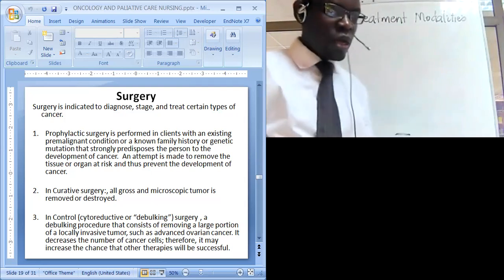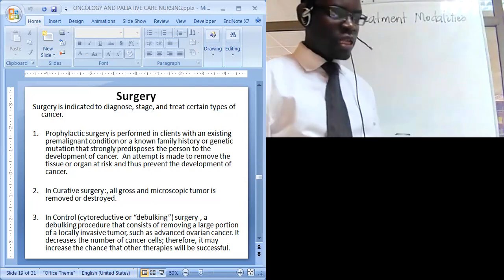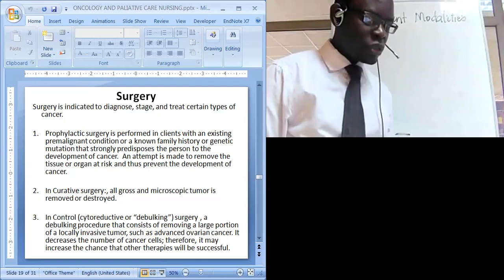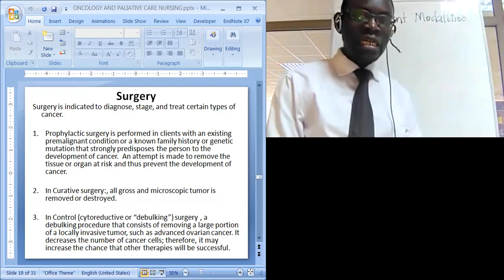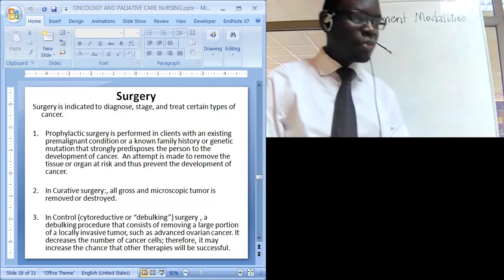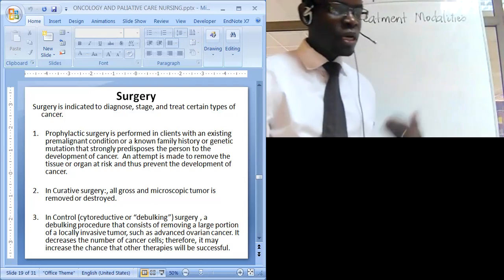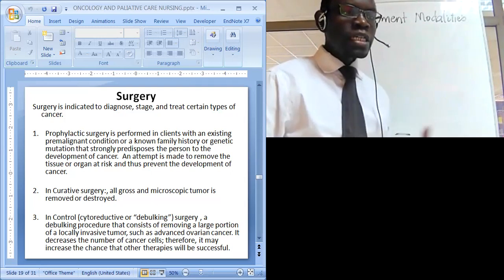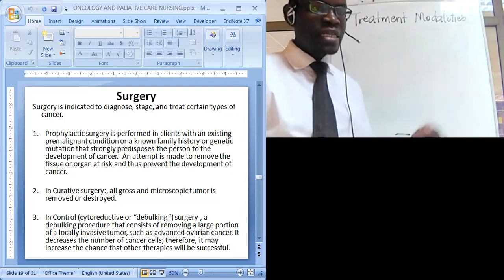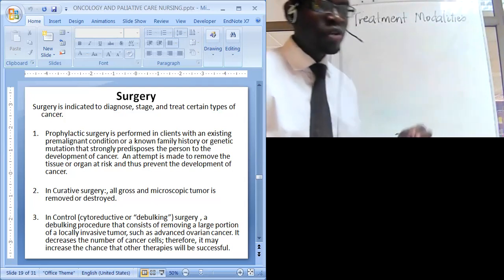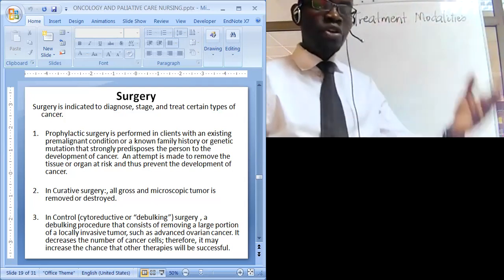And there are types of surgery that you should be aware about that are done in such patients. And one of them is prophylactic. By prophylactic surgery, we basically mean that it is performed to prevent someone from getting something. Prophylaxis, we usually take to prevent us from getting probably a particular condition.